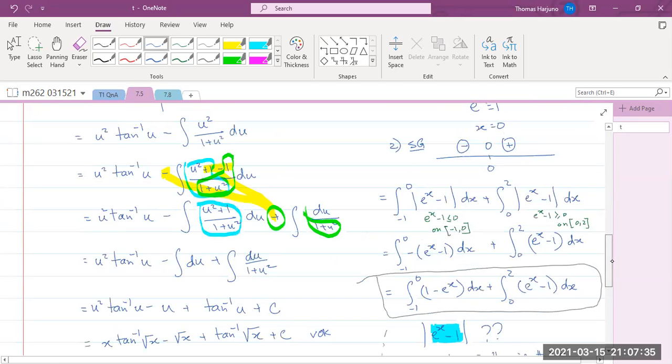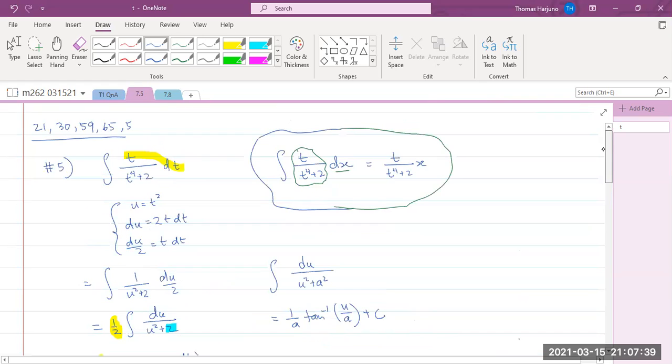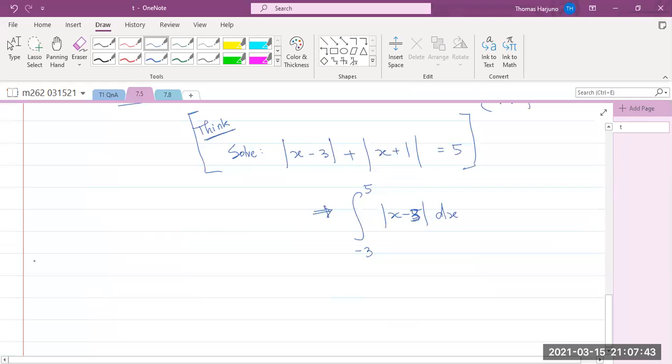That's for number what? Number 30, number 59. Oh, that's the next page already. Uh-oh. Number 59.